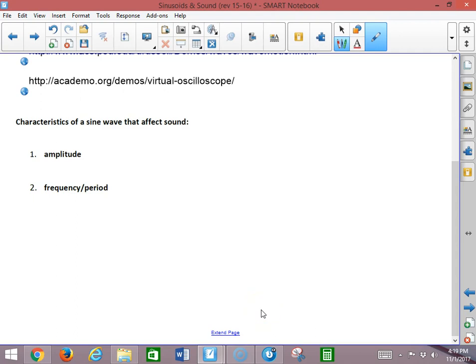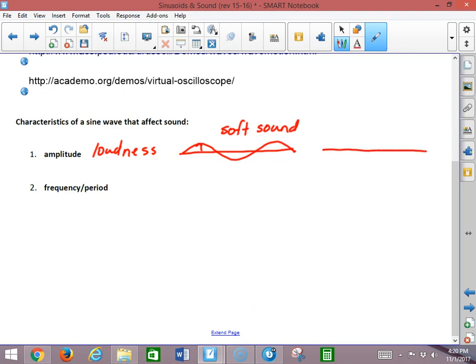So amplitude measures loudness. Okay, so we have something that is not very loud. This is a fairly soft sound. It has a very small amplitude. This would be something that makes a loud sound. It has a high amplitude.